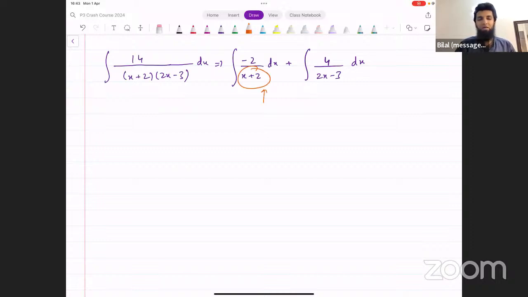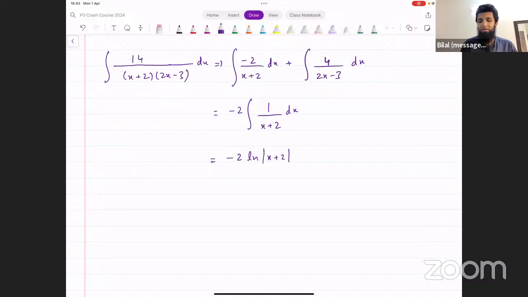If we have 1 in the numerator, we could use the ln rule, right? So how can we have 1 in the numerator? We can take minus 2 common and write that outside, and we're left with 1 over x plus 2 inside. Now this first fraction is going to integrate to minus 2 into ln of x plus 2. That's the integral of this first fraction.